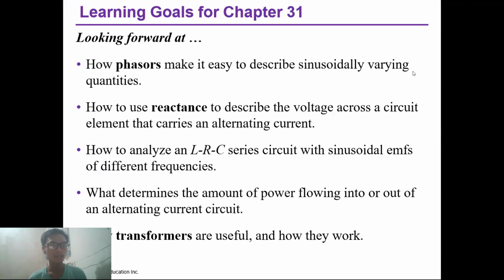By the end of this lesson, you should be able to use phasors to describe sinusoidally varying quantities. Second is to apply reactance to describe voltage across circuit elements in AC circuits. Third is to analyze an LRC series circuit with sinusoidal EMFs at different frequencies. Fourth is to determine the power flow in AC circuits, and lastly is to explain why transformers are useful and how they work.